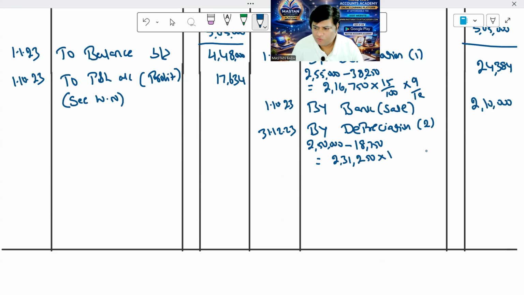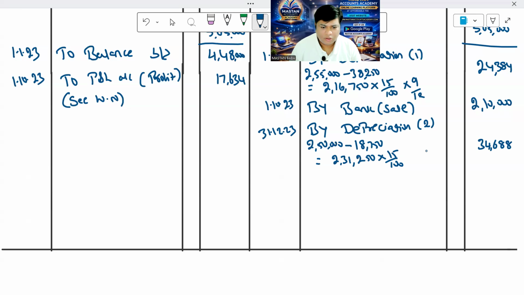2,31,250 into 15/100. We calculate the depreciation for the full year, because the first plant was sold on October 1st 2023, but the second plant is retained, so till the end of the accounting year, or you can say calendar year. So what is the depreciation for the second plant? The second plant value is 2,50,000, previous year depreciation is 18,750. So you get 2,31,250 into 15/100. You will get 34,688. Calculate it in rough work. If you are a Degree or CA Foundation student, use calculators.